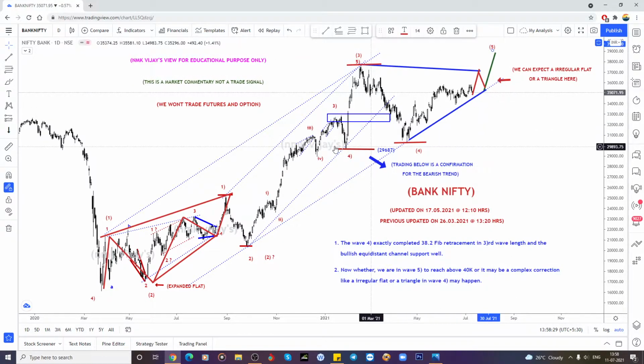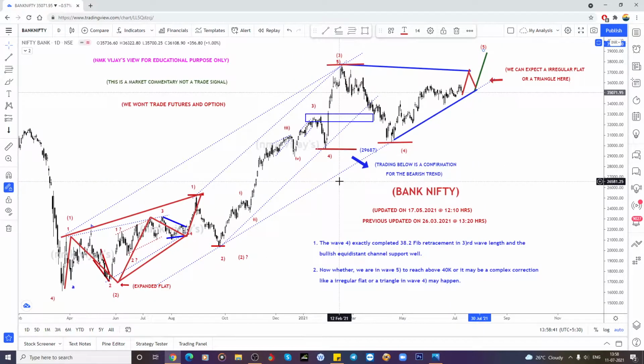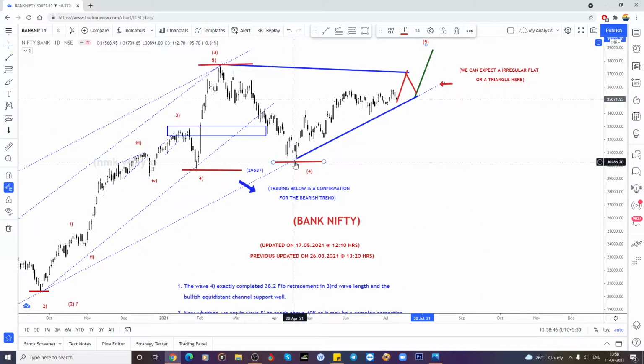So these are the 2 possibilities I found. Either 1, 2, 3, 4 and 5, or this whole thing is 1, 2, 3, 4 and 5 that has already ended. So that is my doubt. Let's wait for that confirmation. And here it looks like 1, 2, 3, 4, the fourth wave is still there.